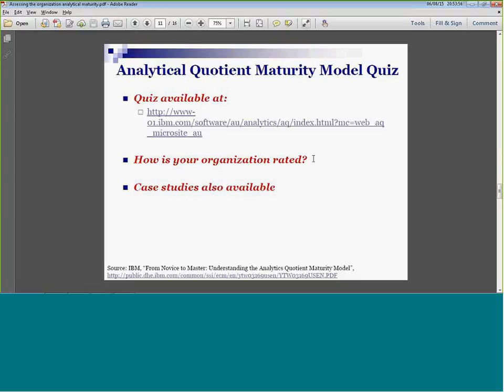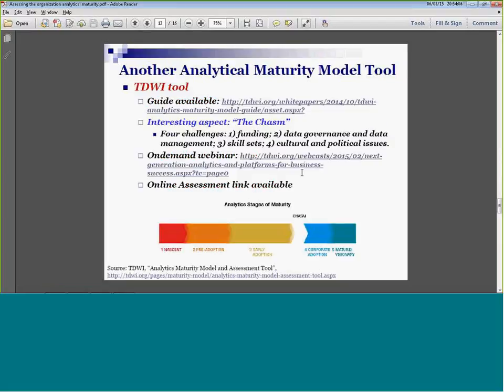There are case studies there on how organizations have leveraged this, so that's available. But you want to know how your organization is rated, and then you want to periodically redo the survey to see if you're moving up.